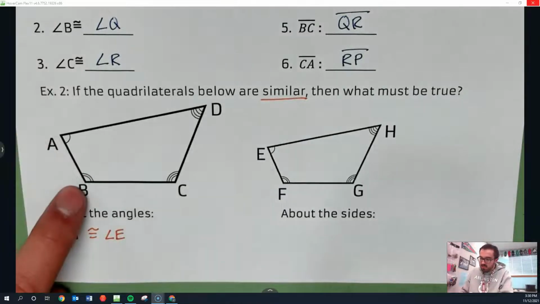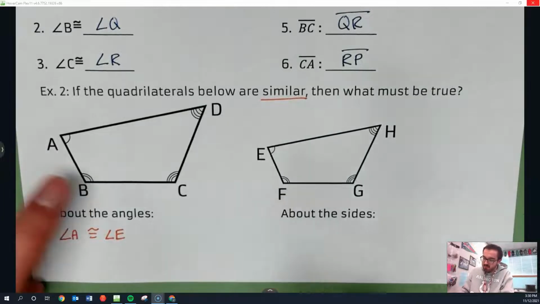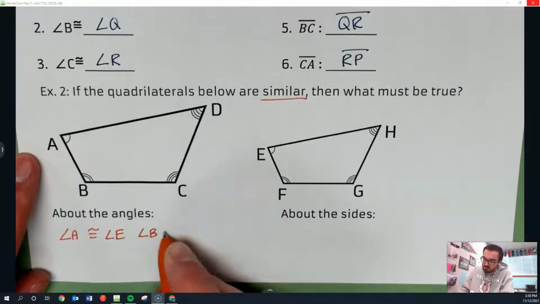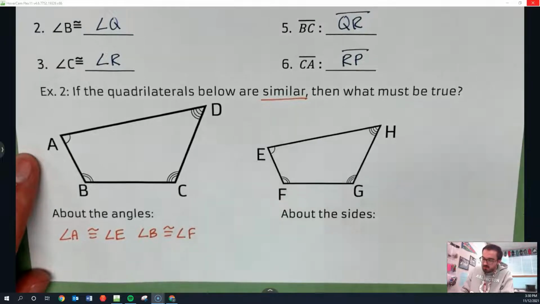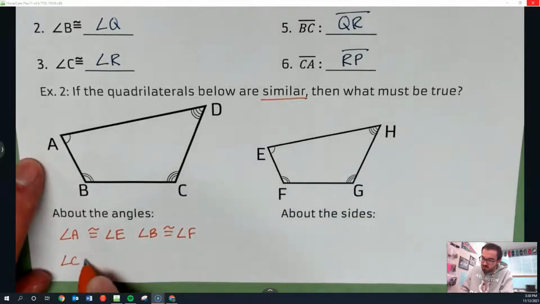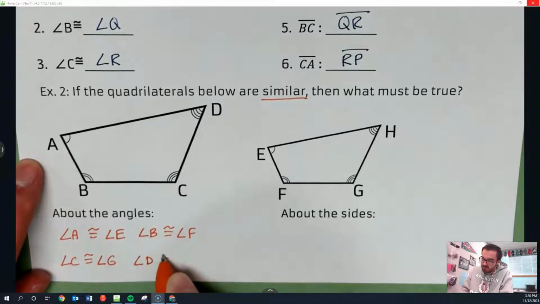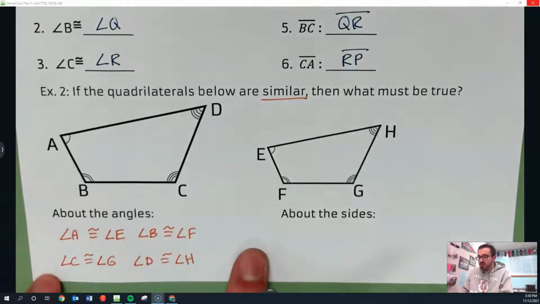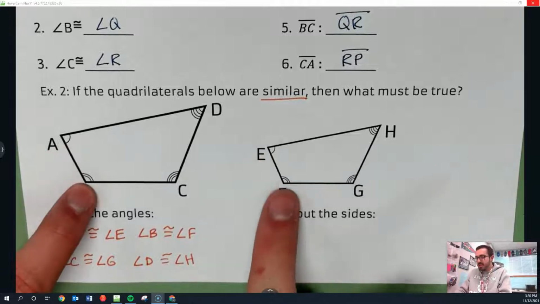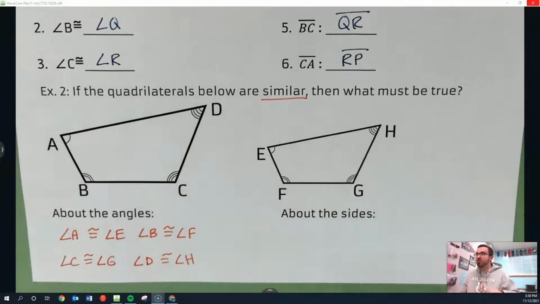Angle B would be congruent to angle F. Notice how they both have 2 arc marks. And then what are some other ones? What about angle C would be congruent to angle G? Then angle D would be congruent to angle H. So notice how all the angles with the same number of arc marks are congruent.